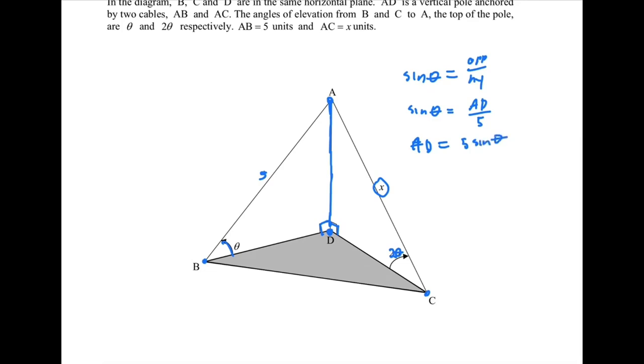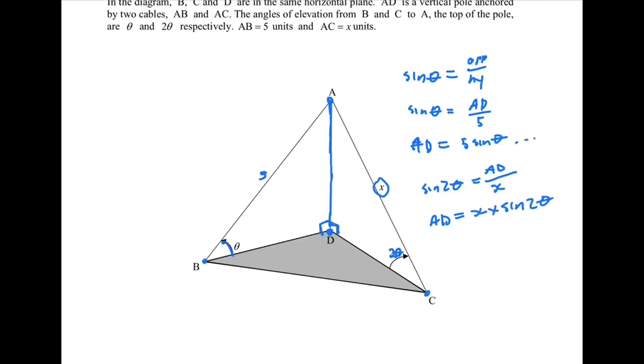So now let's find a way to use AD to find x. If we had the length of DC, then we would just use Pythagoras, because we have an angle of 90 here. But unfortunately we don't have it, so we're going to use trig ratios. We can say sine of 2 theta in triangle ADC will be equal to opposite divided by hypotenuse. What is the opposite here? The opposite is AD, divided by the hypotenuse, which is x. Again, if we cross multiply, we get AD is equal to x multiplied by sine 2 theta.